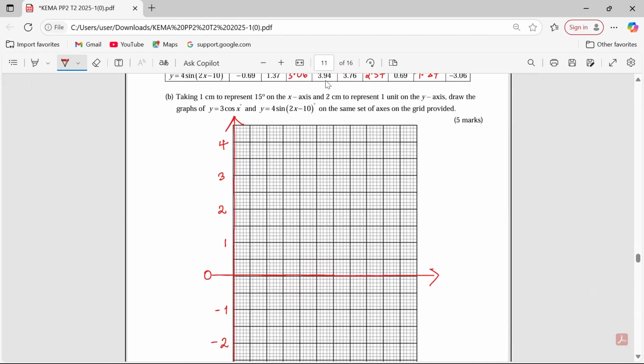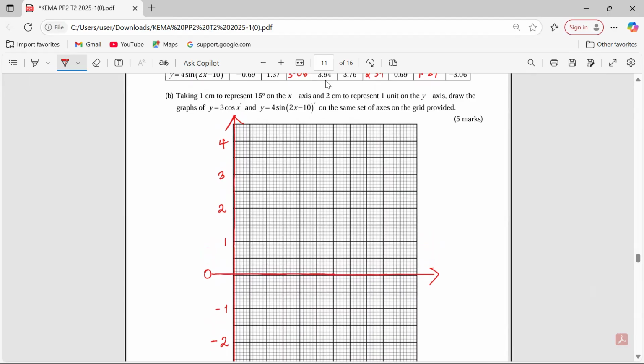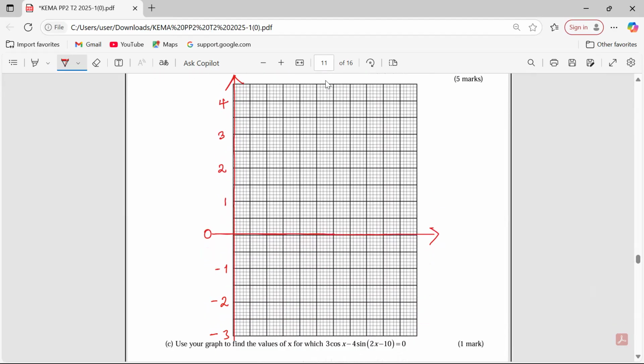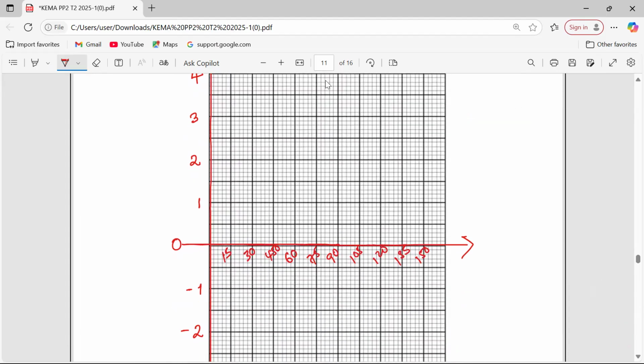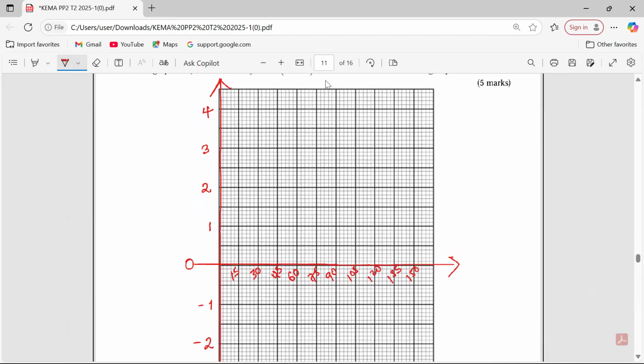Then on the x-axis, we take 1 centimeter for 15. So if it's 1 centimeter for 15, then from 0, we go to 15, 30, 45, 60, 75, 90, 105, 120, 135, 150, like that. That's how it should proceed. I want to write 45 well. So the axes have been labeled.